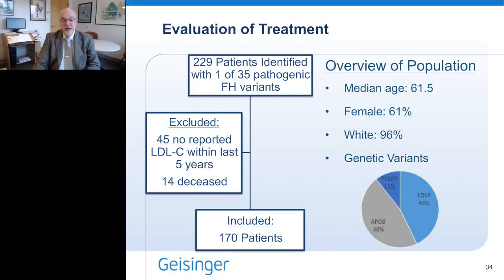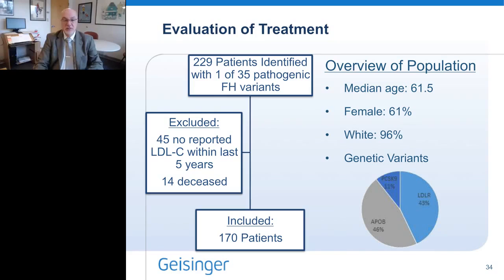So that led us to evaluate, well, how are these people being treated? Are they being appropriately managed? So out of the 229 patients that we identified with one of these 35 variants, 45 of them we excluded because they had not had an LDL cholesterol within the last 5 years. Now, that doesn't mean they didn't have an LDL cholesterol in the last 5 years, because it could have occurred outside of the system, in which case we would not see that in our electronic health record. 14 of the individuals had also died between the time they enrolled in the program and this analysis. So ultimately, we had 170 patients that we analyzed.